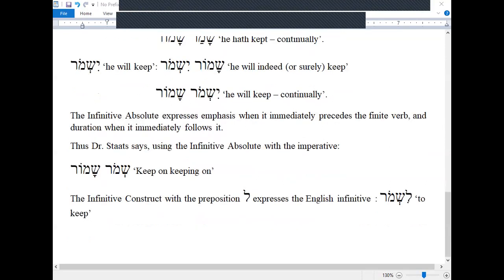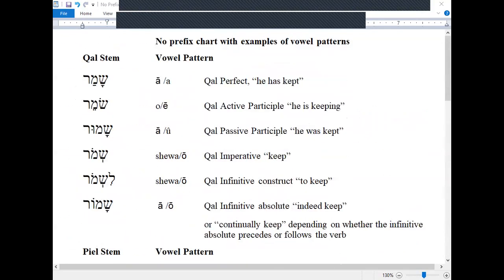So those are some of the basic vowel patterns that we look at when we're looking at a no prefix, no suffix vowel pattern. And as you're translating the Hebrew Bible, look at the vowel patterns, and that will be a big, big help in understanding whether you're looking at a Qal perfect, a participle, a passive participle, imperative, etc. So we wanted to share these vowel patterns of the stems that did not have a prefix or a suffix.